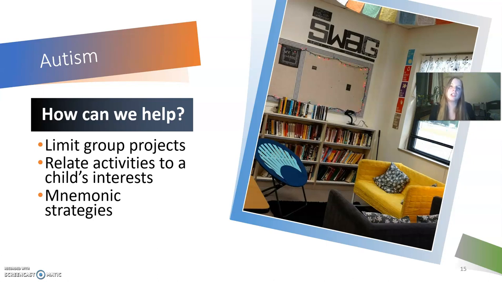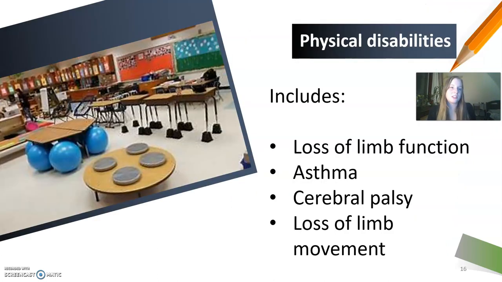You can encourage them beforehand when they're younger how to interact with other children. But group projects really exasperate a child that has Asperger's or autism disorder because they're not prepared for that. So instead, encourage them and let them do solo work. Relate activities to a child's interest or use mnemonic strategies. Let's move on to physical disabilities.